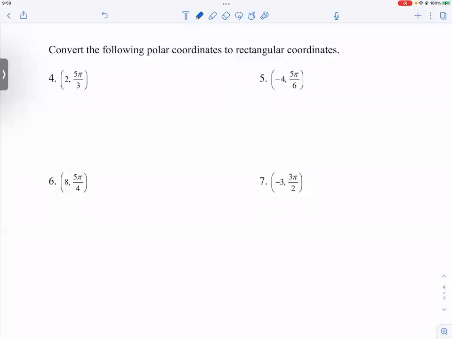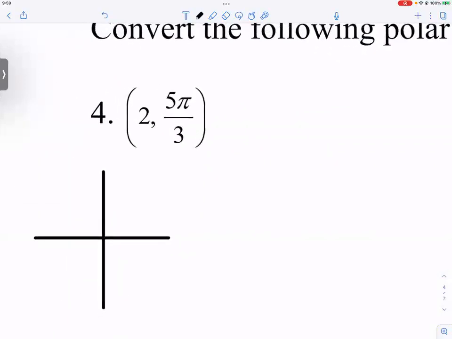Now, for questions 4 through 7, it's asking you to convert these polar coordinates, which means that you're going from r, theta to x and y. I've been saying this constantly: if you are given coordinates, you need to sketch them because it gives you an idea. A lot of times people find math hard because they are not using the resources wisely.